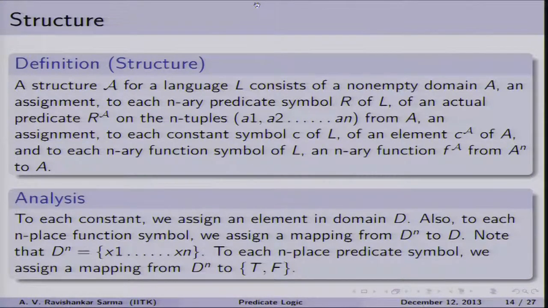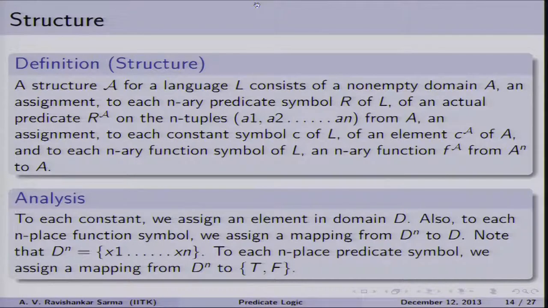And an assignment, that is an interpretation function, which assigns to each n-ary predicate symbol R of L an actual predicate R^A on the n-tuples. These are the terms a1, a2 to an from A. There is also an assignment of each constant symbol c of L to an element c^A of the domain A, and to each n-ary function symbol of L there is an n-ary function f^A from D^n to D.